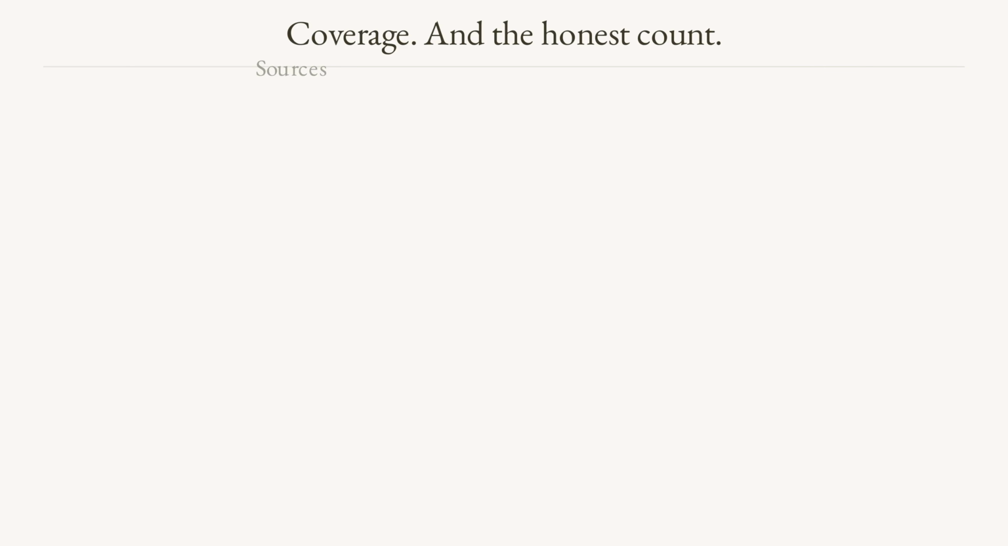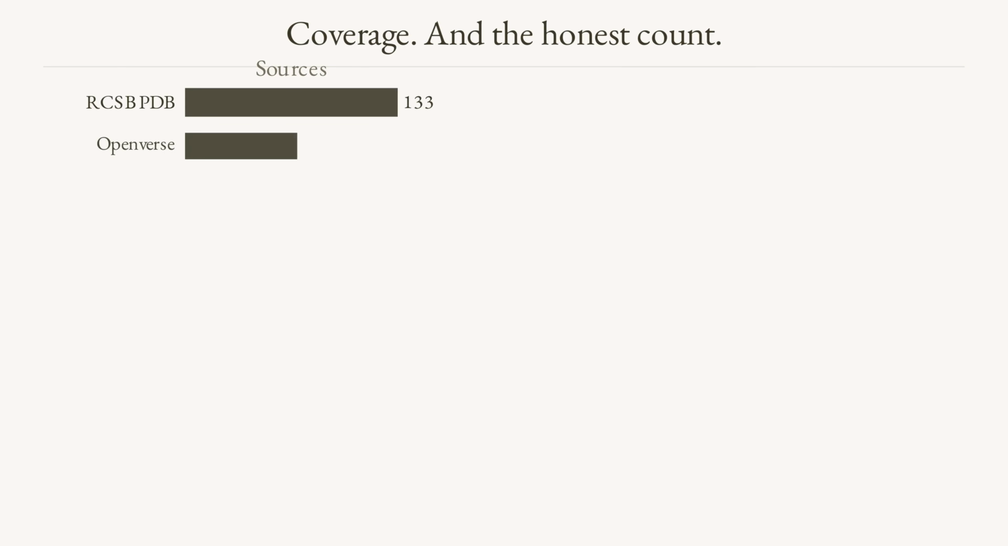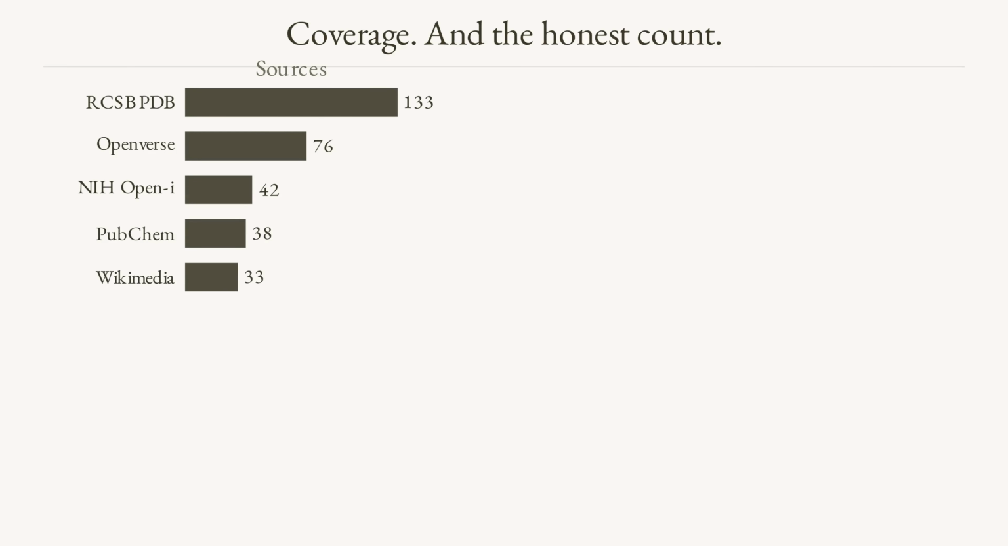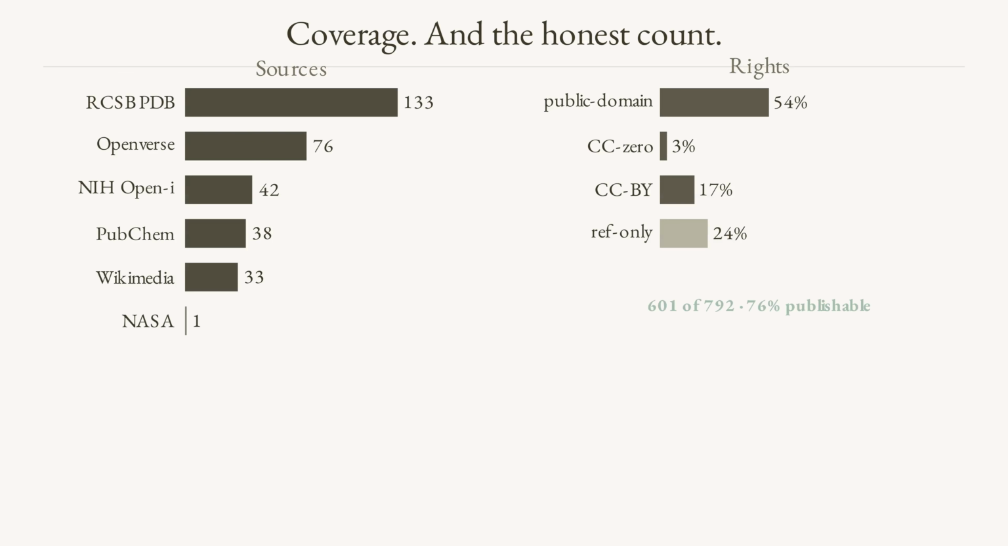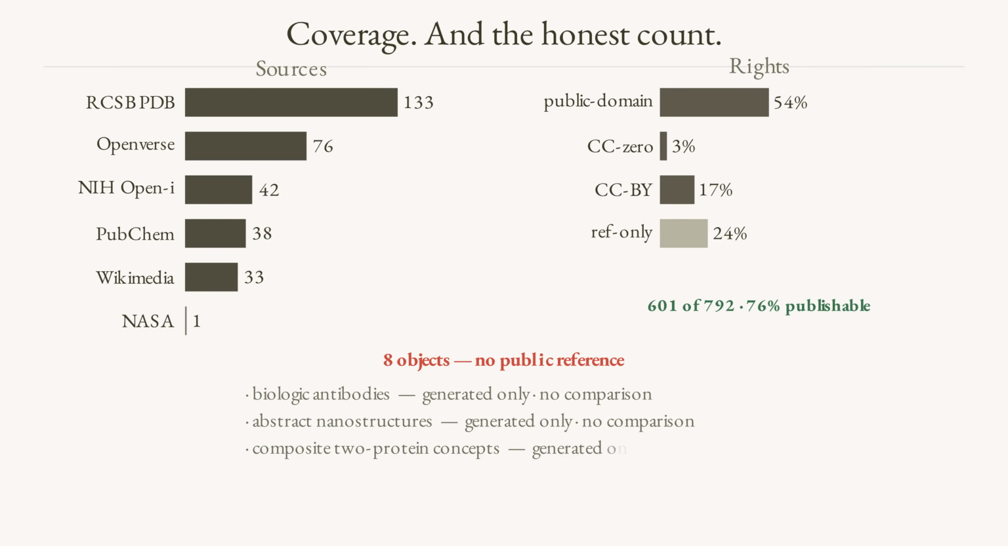Coverage: 303 objects processed. 792 references from 6 sources. RCSB-PDB leads at 133, down to NASA at 1. 76% publishable, 601 images under public domain, CC0 or CC BY. And 8 objects have no public references at all: proprietary antibody biologics, abstract nanostructures, composite 2-protein concepts. Generated only. No comparison possible, we say so.